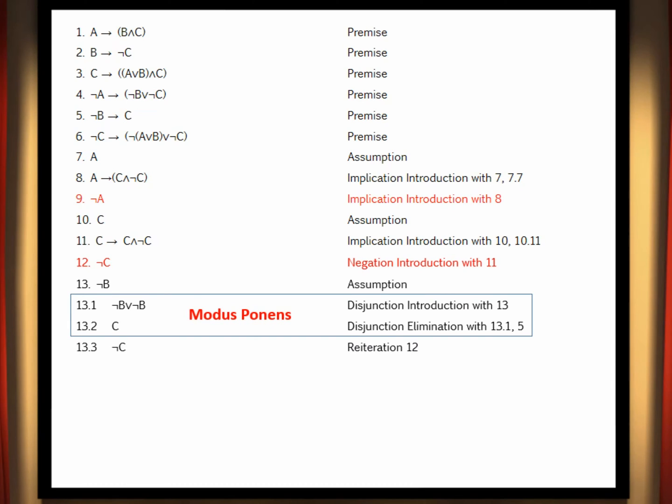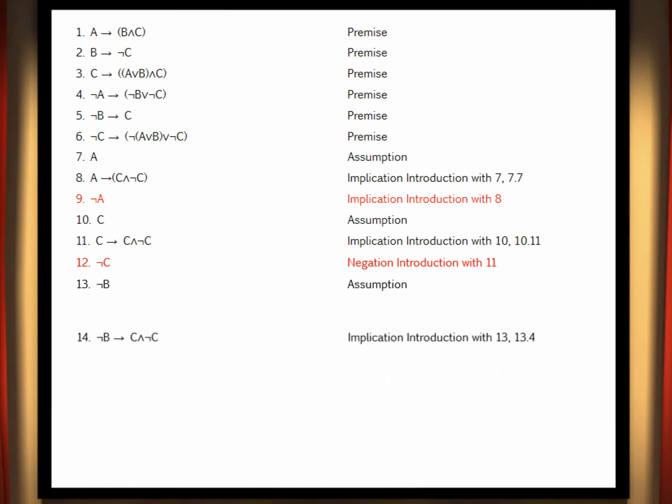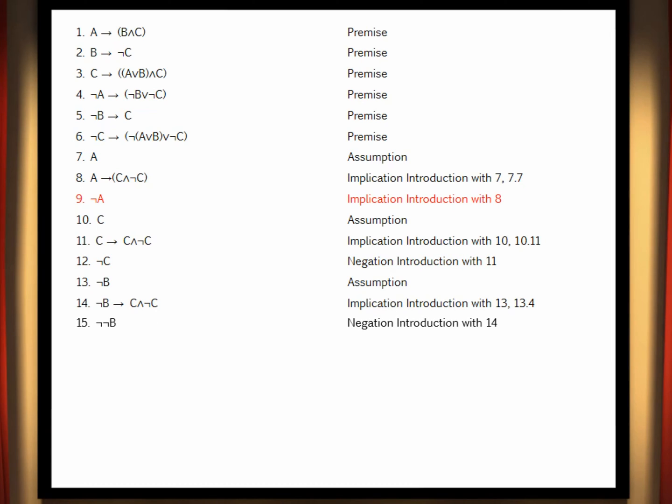13.3, not C by reiteration with 12. 13.4, C and not C by conjunction introduction with 13.2 and 13.3. 14, not B implies C and not C by implication introduction with 13 and 13.4. 15, not B by negation introduction with 14. 16, B by double negation elimination with 15.